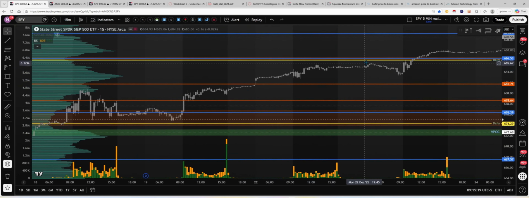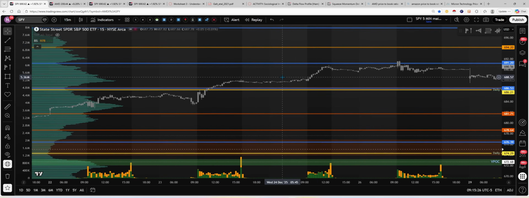Where does it move up to? Right around our daily low volume node. You can see some sellers come in here. It eventually breaks through it, drifts up. Where does it stop? Our next low volume node.